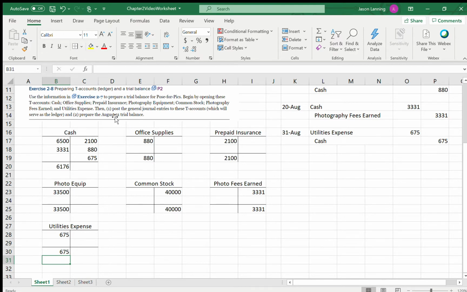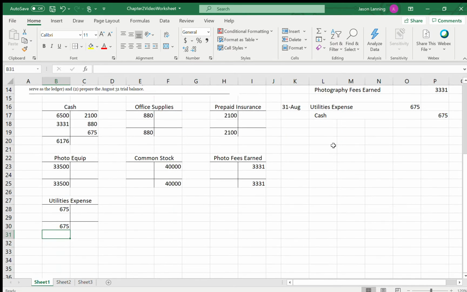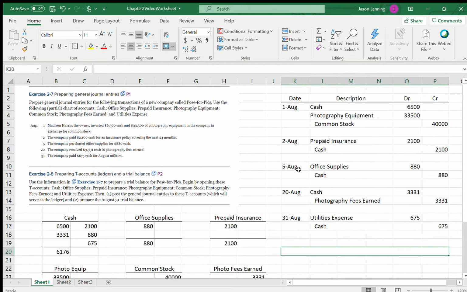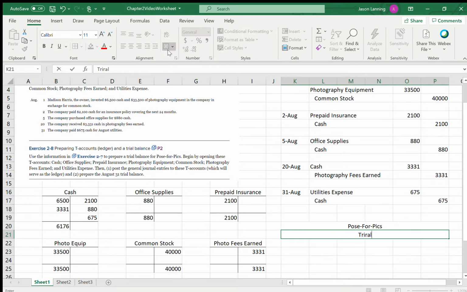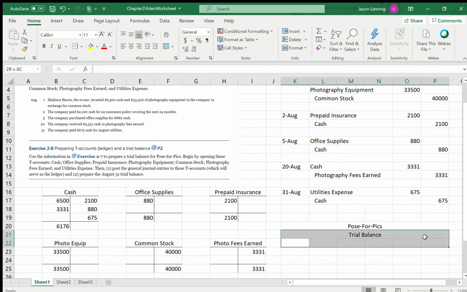And now they're asking us to prepare the August 31st trial balance. So we'll do that over here quickly. What's the name of this company again? Pose for Pics. So we've got that. We'll have trial balance here. Trial balance. And then we will get our date on here, and this is August 31st.